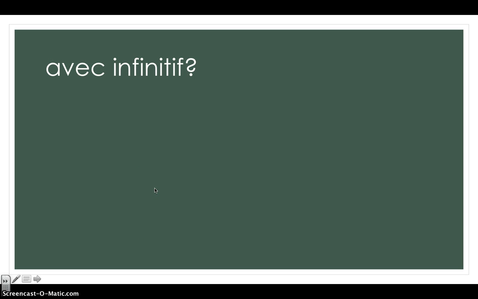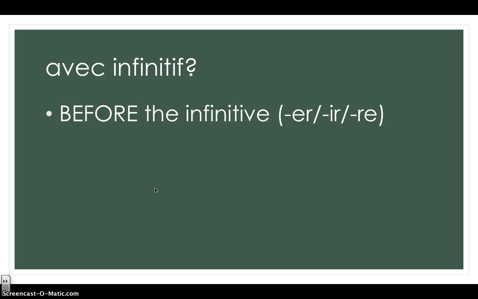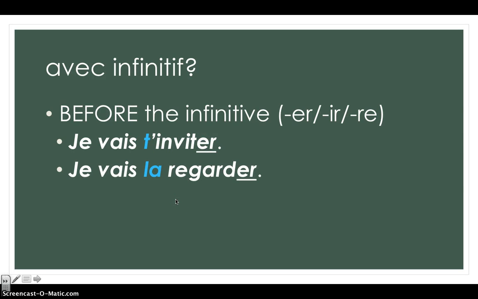What about when there's an infinitive? Remember, an infinitive is an unconjugated verb. When we see an infinitive, ending in E-R, I-R, or R-E, we're going to stick that pronoun in front of the infinitive. So, je vais t'inviter. I am going to invite you. So here is the infinitive, ER. The te goes in front of it. Here's another one, je vais la regarder. I am going to watch it. Here's my infinitive, pronoun goes right in front.